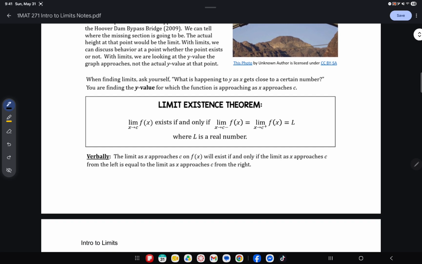And here's the formal limit existence theorem. The limit as x approaches c of f of x exists if and only if the limit from the left is the same as the limit from the right, and it's equal to L, where L is a real number.